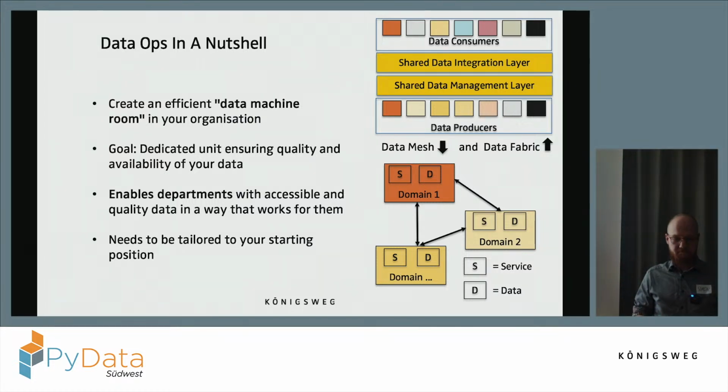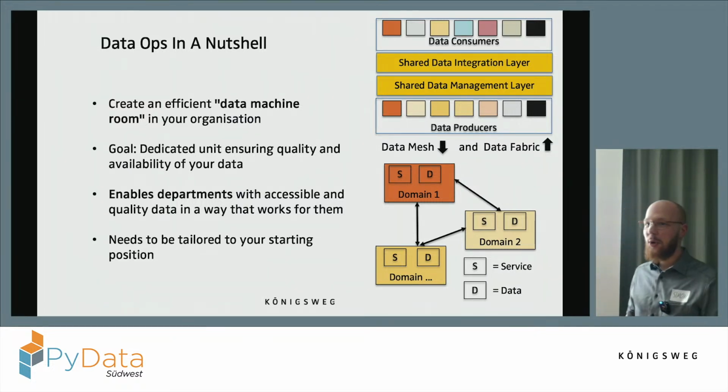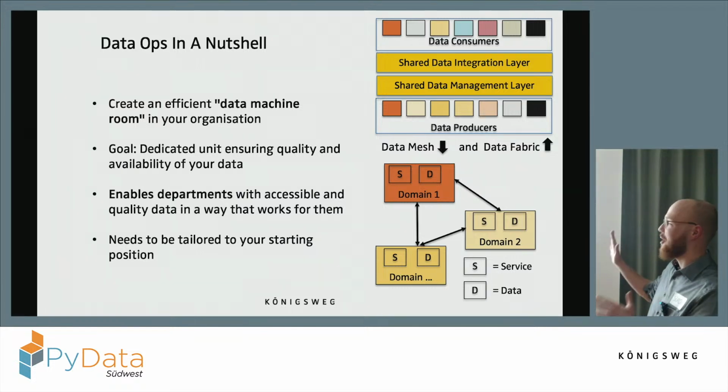And to stay in the analogy with the cruise ship, not every cruise ship is the same, depending on if you're cruising in the Antarctic or if you're cruising in the tropics. If you have 100 or 6,000 passengers on board, data operations as well needs to be tailored to your specific needs. I've given you the 2 current hype examples, a data mesh and data fabric in very abstract here.